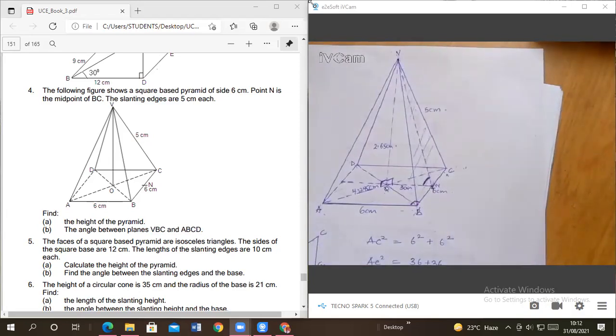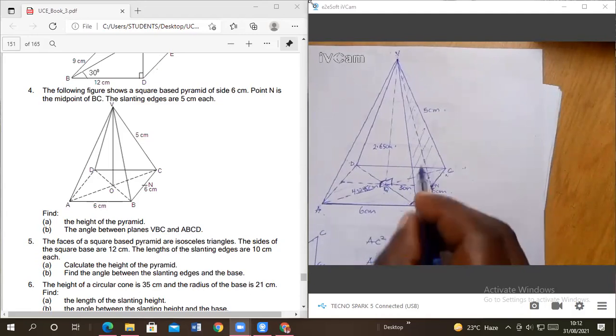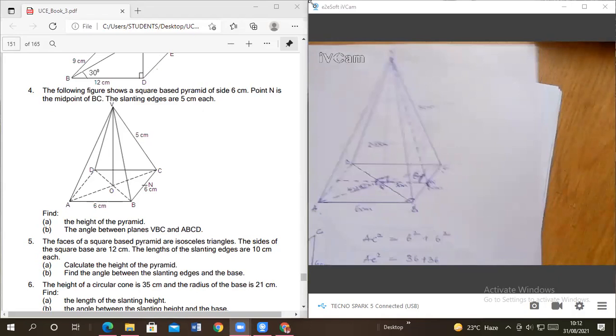And in that triangle we are going to use Pythagoras theorem. I mean, we are going to use trigonometry. I don't know what we are going to use. Maybe we are going to use cos, maybe tan. You tell me. So we are going to use the trigonometric ratios, and we are going to find this angle theta. Okay. So can we proceed and find the angle theta?